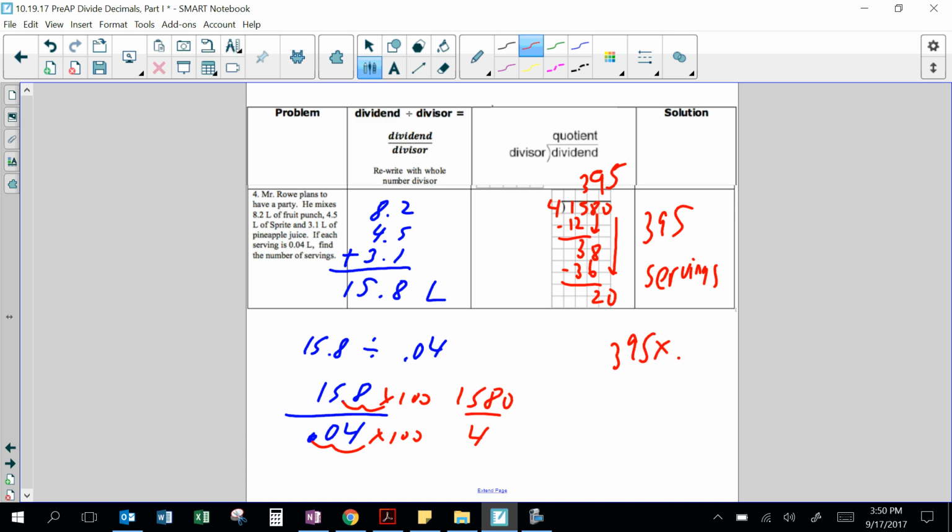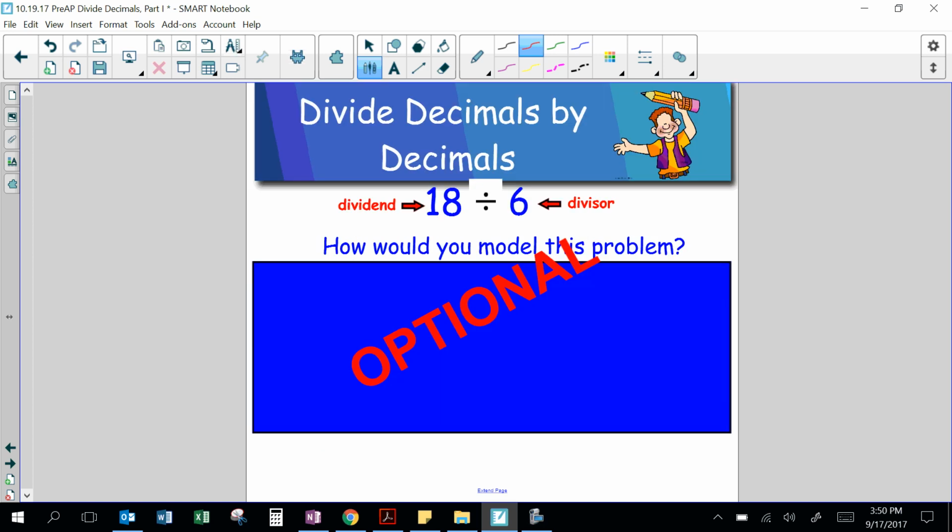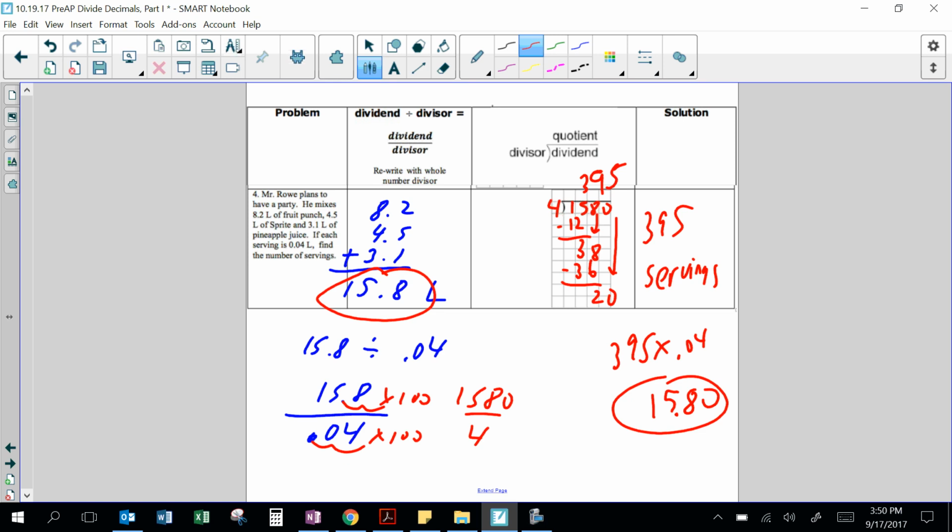Let's check my work. If I multiply 395 times 4/100, I would get 1580. But then there are two places behind the decimal point, so it goes right here. And that's the original amount of fruit punch that I started with. So this is how you divide decimals. You write it in fractional form and decide what power of 10 you need to multiply by in order to make the divisor or denominator a whole number, and then you divide.